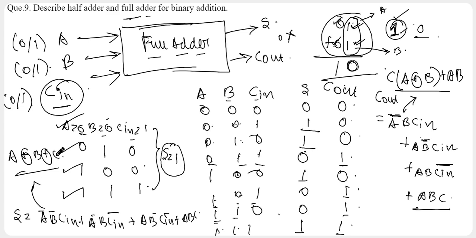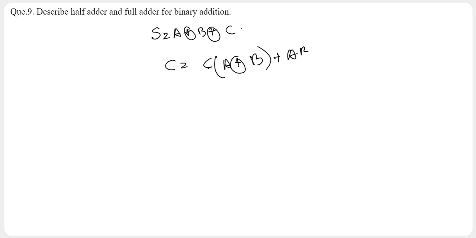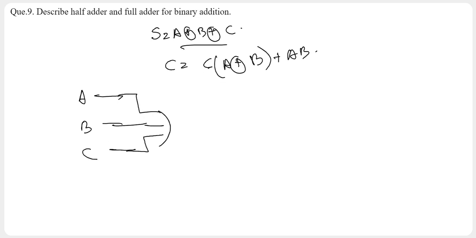Okay, so let us draw the logic gate diagram now. We have obtained the expression of sum as A XOR B XOR C, and the expression of carry as C into A XOR B plus AB. To get the sum, we are giving 3 inputs A, B, and C. They are XOR gated together to get A XOR B XOR C.